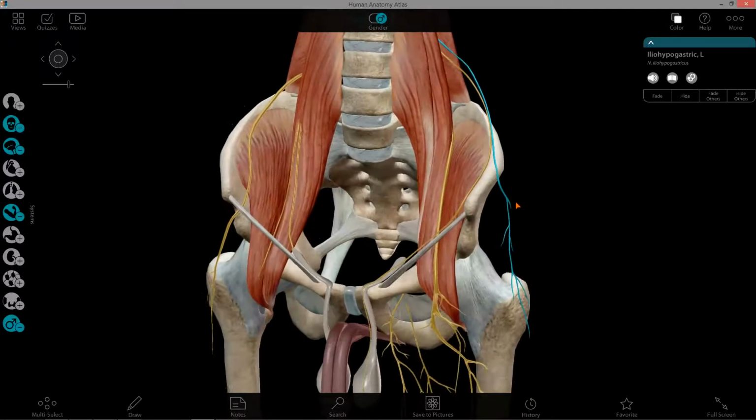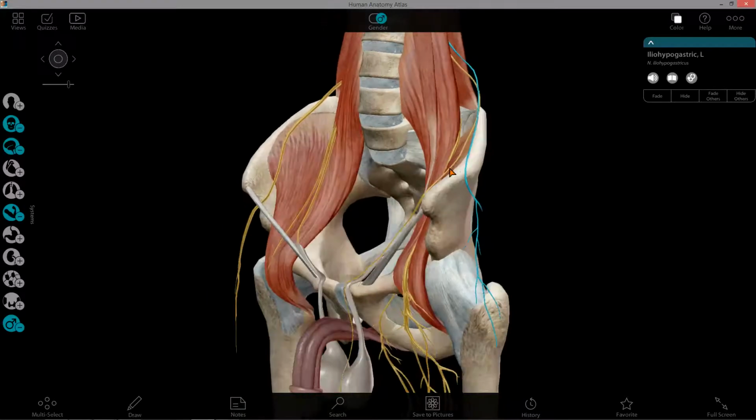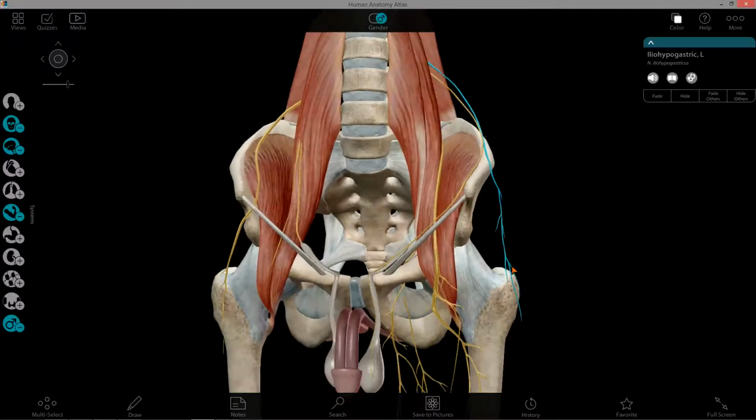Now, what isn't shown here is that there are two branches of the iliohypogastric nerve, a lateral branch and an anterior branch. All that's shown in my model is the lateral branch, but there's also an anterior branch that supplies the suprapubic region approximately here. Whereas the lateral branch, as you can see, supplies the more lateral aspect of the thigh.